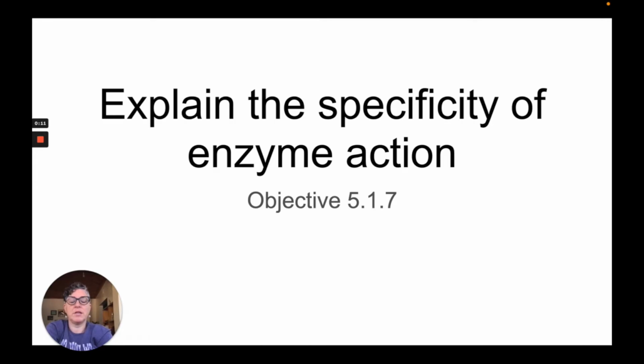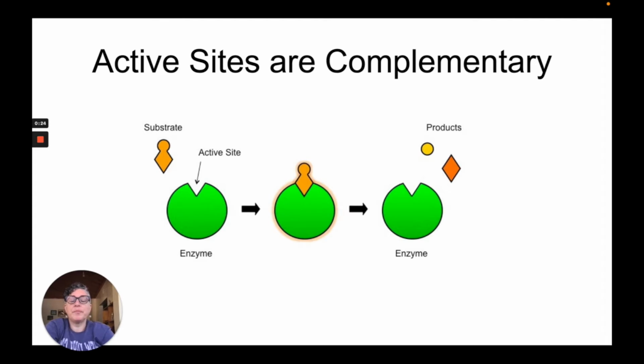This video covers the IGCSE Biology Objective 5.1.7 on the 2025 CAIE syllabus to explain the specificity of enzyme action. So we've already talked about this a little bit, but we're going to explain in more detail.